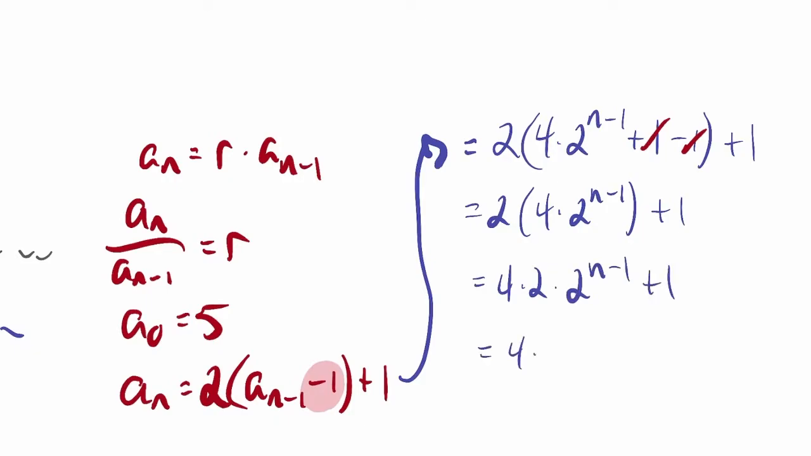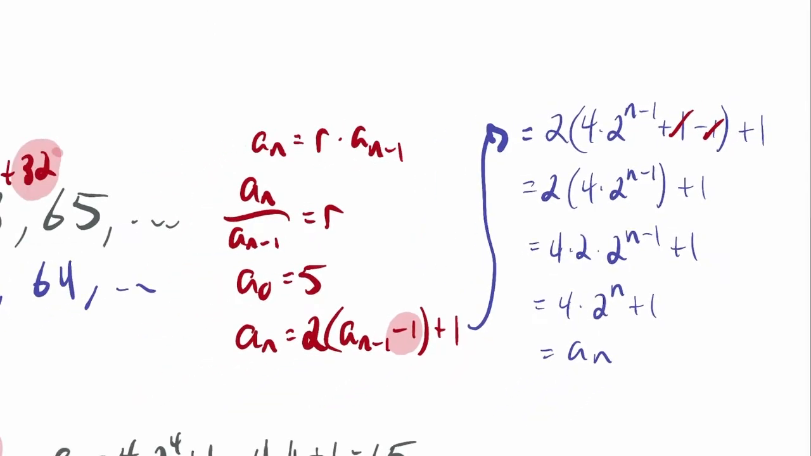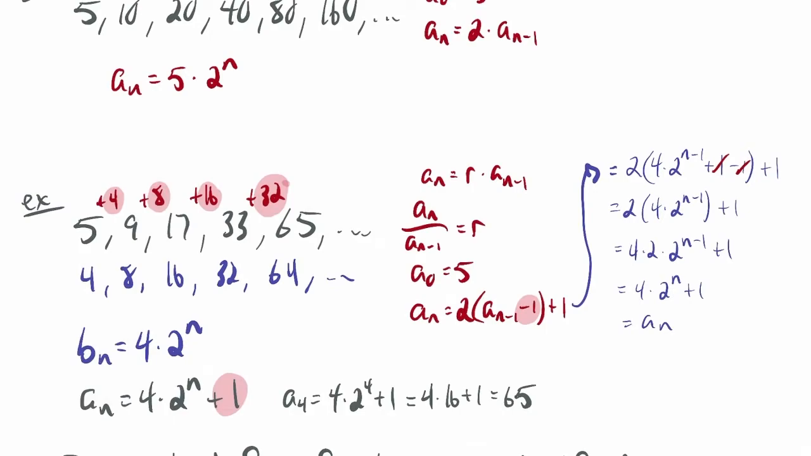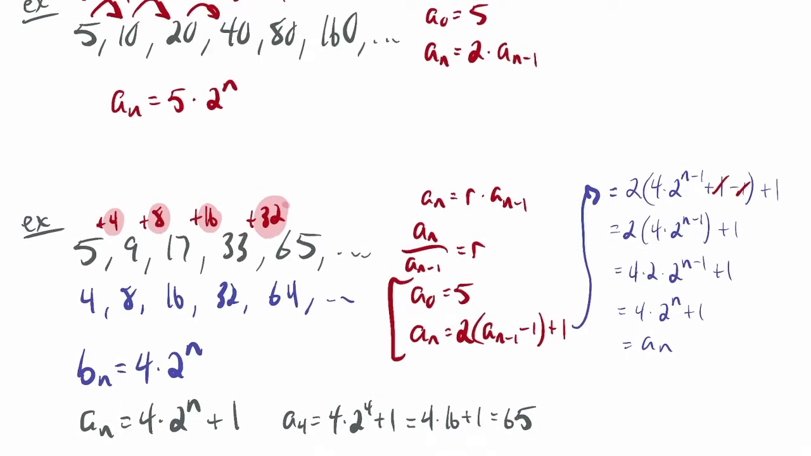So I get 4 times, I'm going to combine these. That 2 is 2 to the first power, and I have like bases, so 1 plus n minus 1 would be n, which equals a sub n, as it should, using the closed form. So yes, this is the correct recursive definition for that sequence. There's not a single method with these. Depending on what you're given, look for an arithmetic pattern, look for a geometric pattern, but you might have to make an adjustment because it's not quite one or the other.